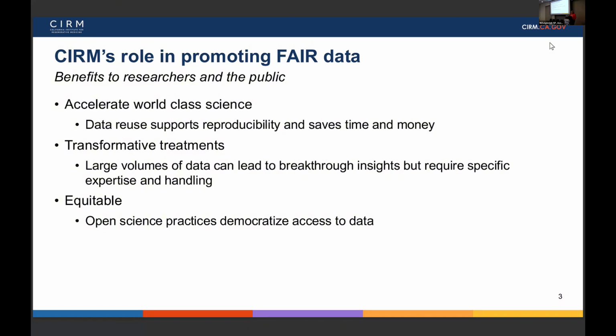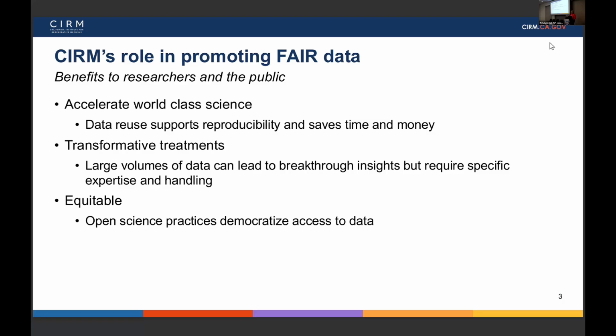And today, as we just heard about, we're generating so much data, a lot of that coming from the biological sciences, these huge volumes. And so in order to enable transformative treatments, we really need to be working at the cutting edge of how we work with this data. And then, of course, equitable. Open science practices democratize access to data.